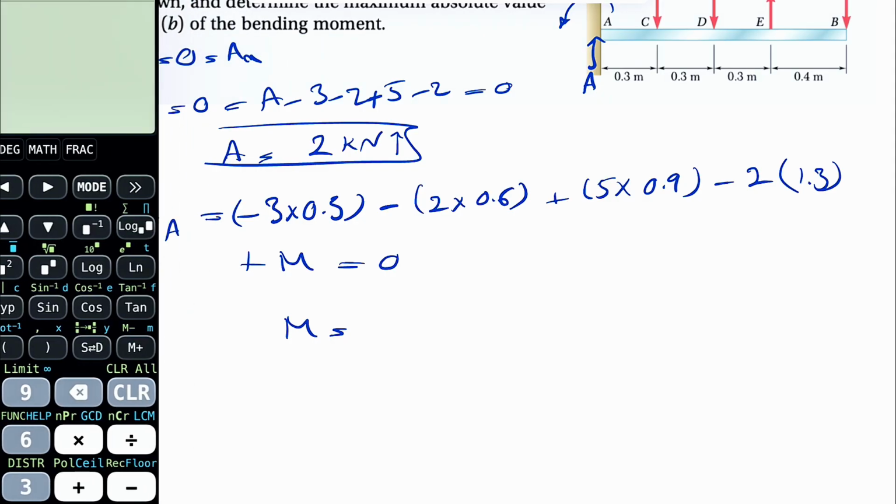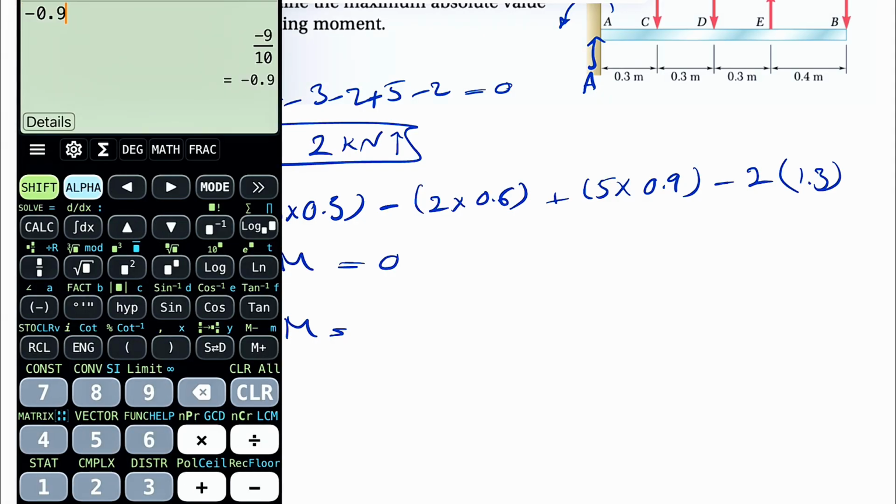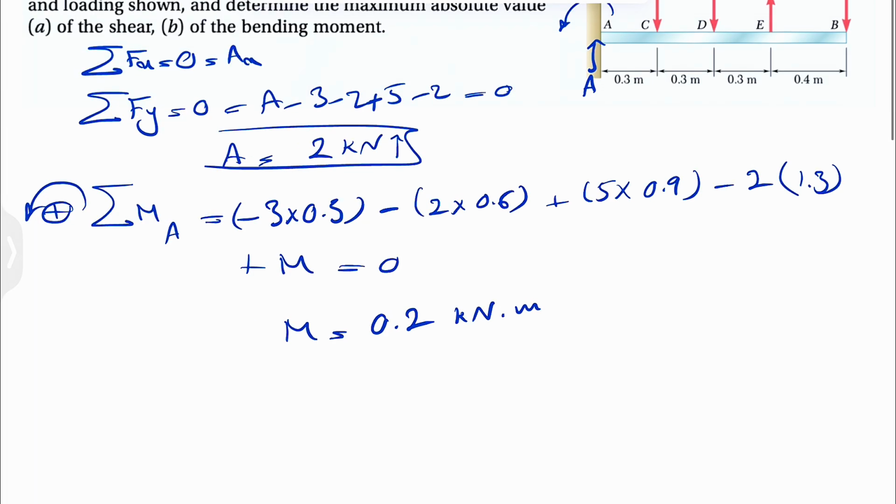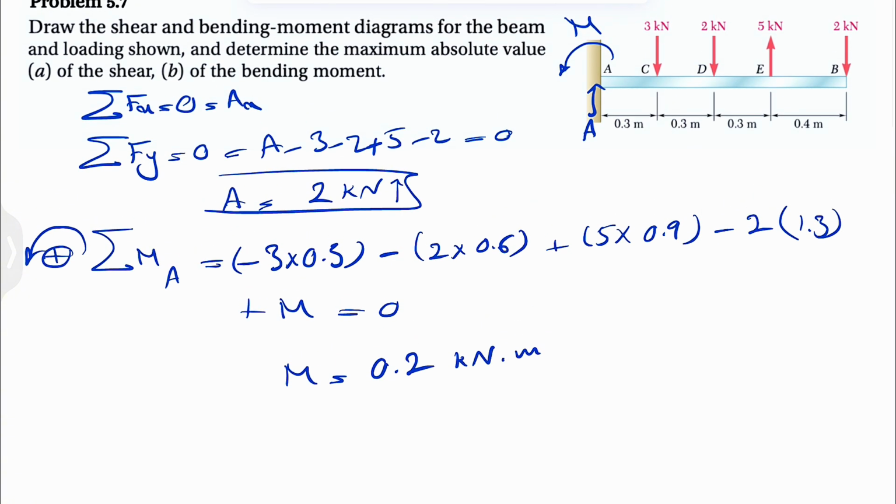So here we have minus 0.9, minus 1.2, plus 4.5, minus 2.6. And it's going to be minus 0.2. It's going to go on the other side, so it will be positive 0.2 kilonewton meter. And yeah, we didn't get any negative sign. That shows that our moment is counterclockwise, so our assumption was correct.